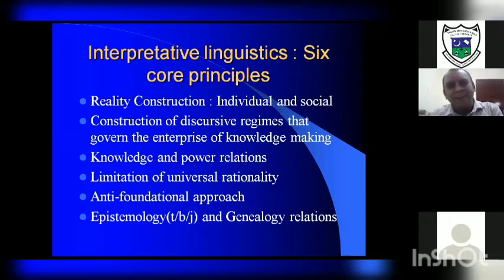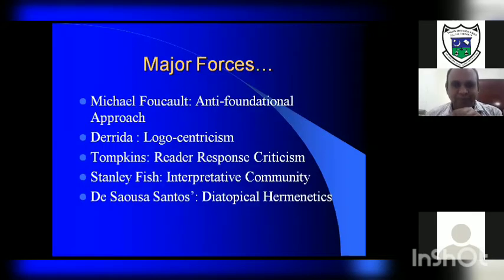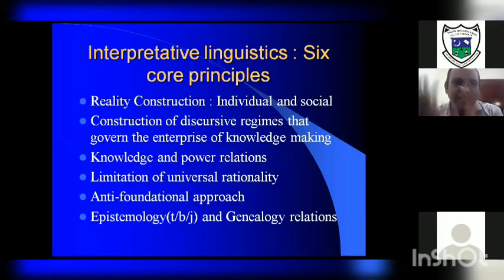Now, interpretative linguistics is shaped by six core principles. These six core principles are drawn from different sources. I've studied these sources and then arrived at these six core principles. I'll run through these core principles in detail now. I can't give an example, I'm sorry, because of the time constraint, but I can clarify your doubts a little later. The core principles are reality construction, construction of discursive regimes, knowledge and power relations, limitation of universal rationality, anti-foundational approach, and epistemology and genealogy relation. Let's look at each of these core principles in detail, and then we will close our session.